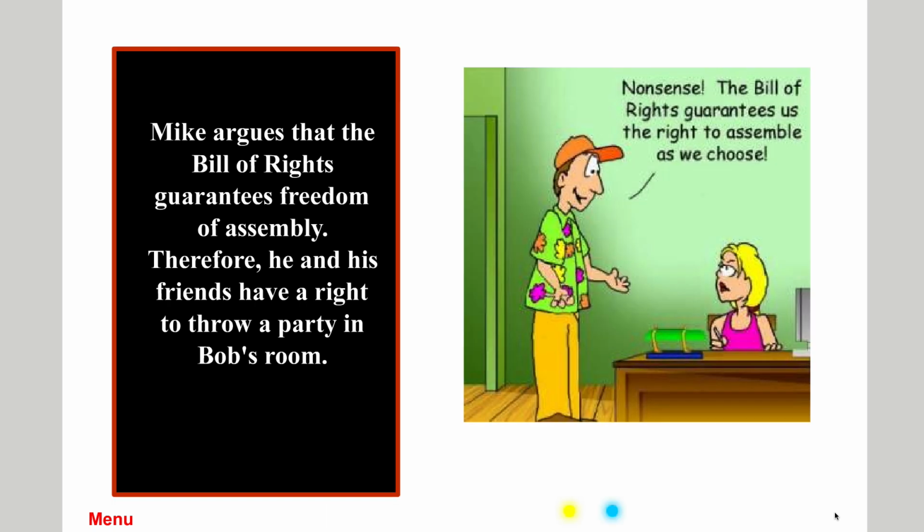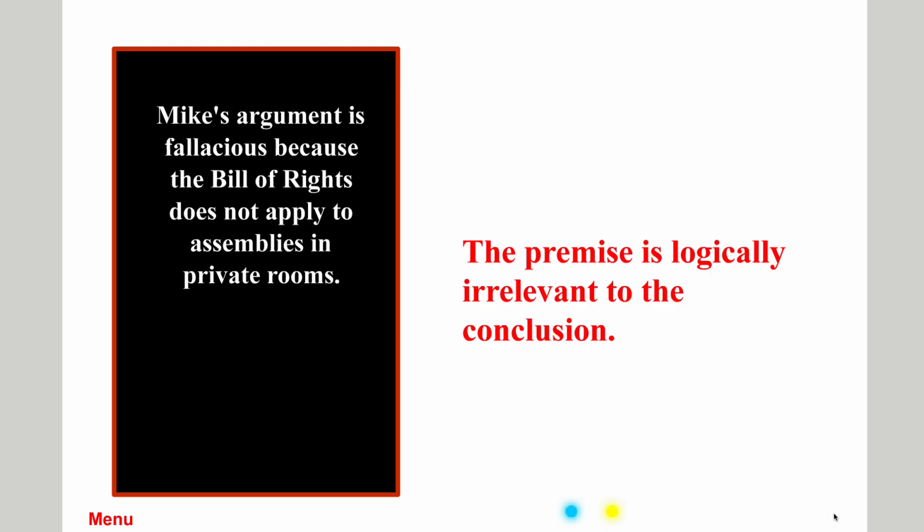So Mike argues the Bill of Rights guarantees freedom of assembly, therefore he and his friends have a right to throw a party in Bob's room. It's fallacious because the Bill of Rights does not apply to assemblies in private rooms. We have a right to assemble in public spaces, but even that's limited, right? In other words, if you want to have a march or a large protest, often you have to get licenses and so on from the city in order to do so. Okay.